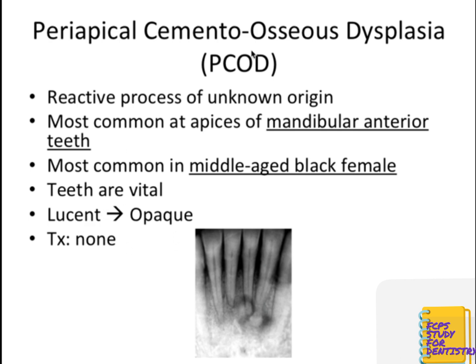When you have this lesion, it actually starts out looking more radiolucent, and it becomes a little bit more radiopaque with this sort of radiolucent border around it, like you see in this image here. And the treatment here is actually nothing, just to monitor it.